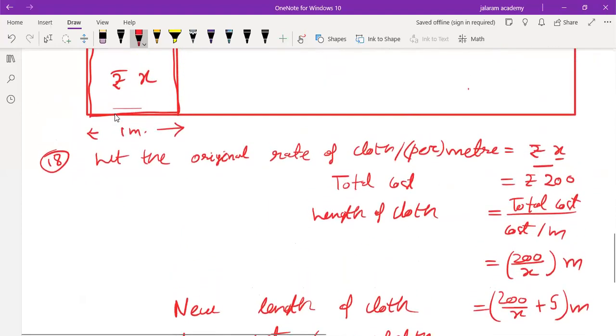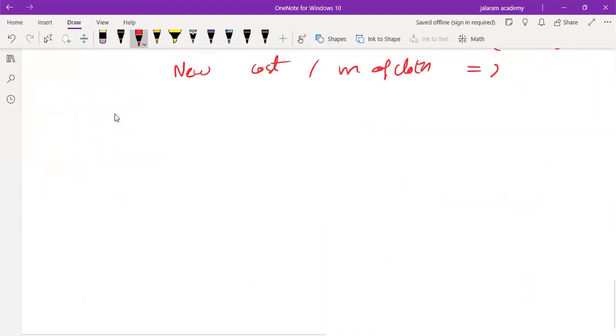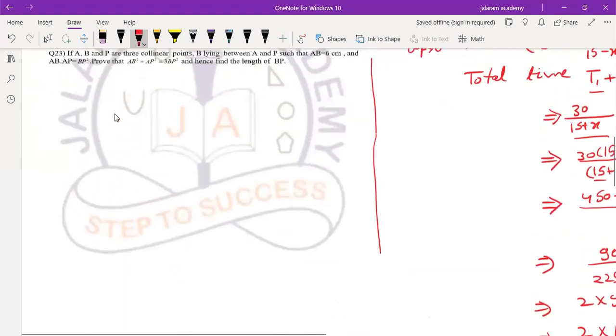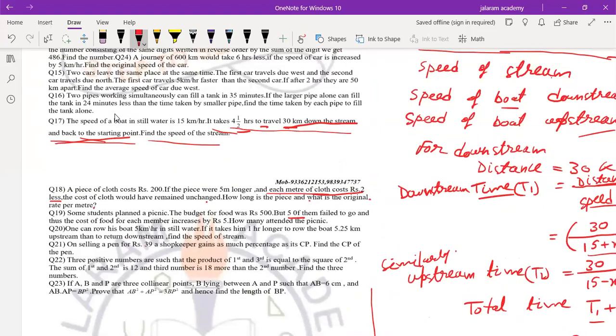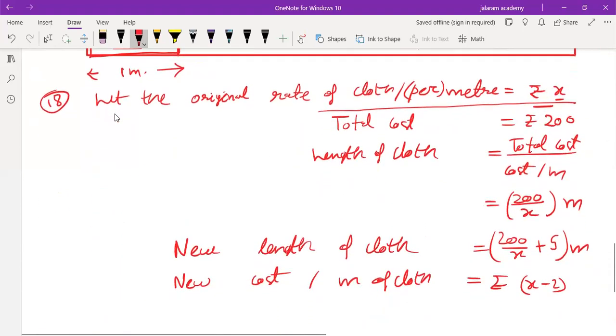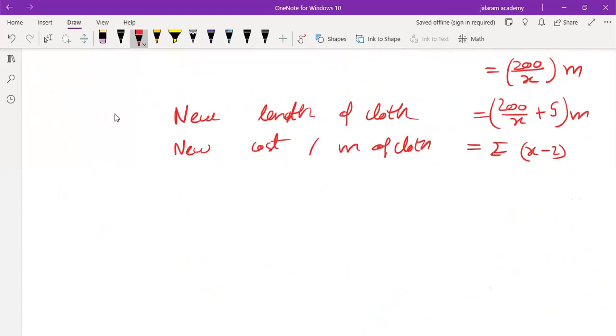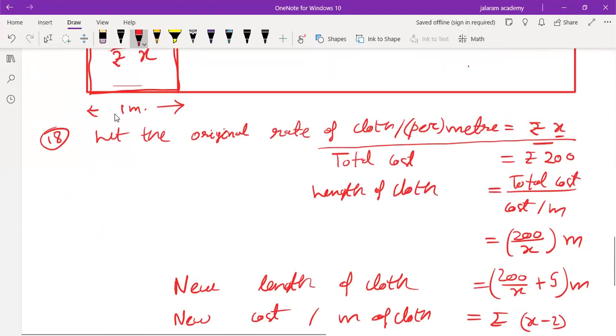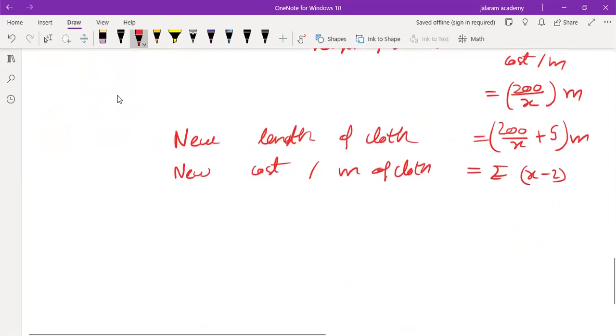Originally, the cost per meter was rupees X. And this time it is decreased by rupees 2. Read the question. It is written that cost is rupees 2 less for each meter. Means cost per meter decreases by 2. So new cost is 2 rupees less than the original cost. Original cost was X and new cost is 2 rupees less than the original cost.